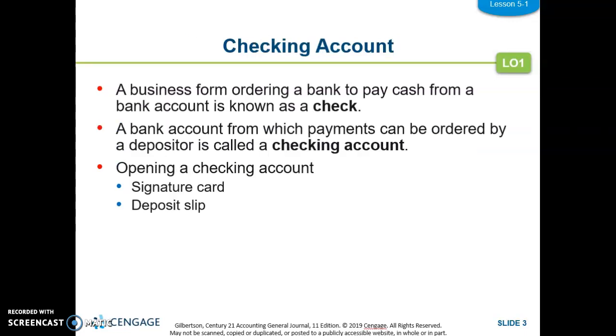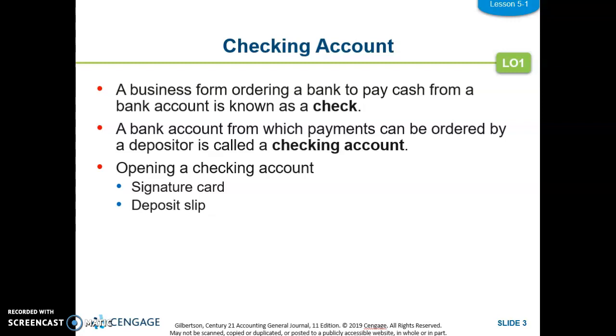A business form ordering a bank to pay cash from a bank account is known as a check. A bank account from which payments can be ordered by a depositor is called a checking account. When a checking account is opened, the bank customer must provide a signature on a signature card for the bank records. If several persons are authorized to sign checks, each person's signature must be on the signature card.